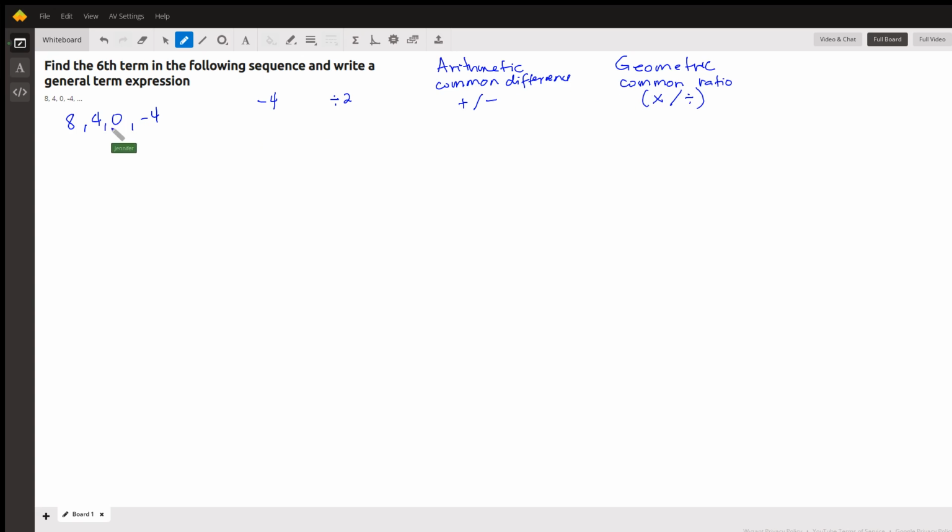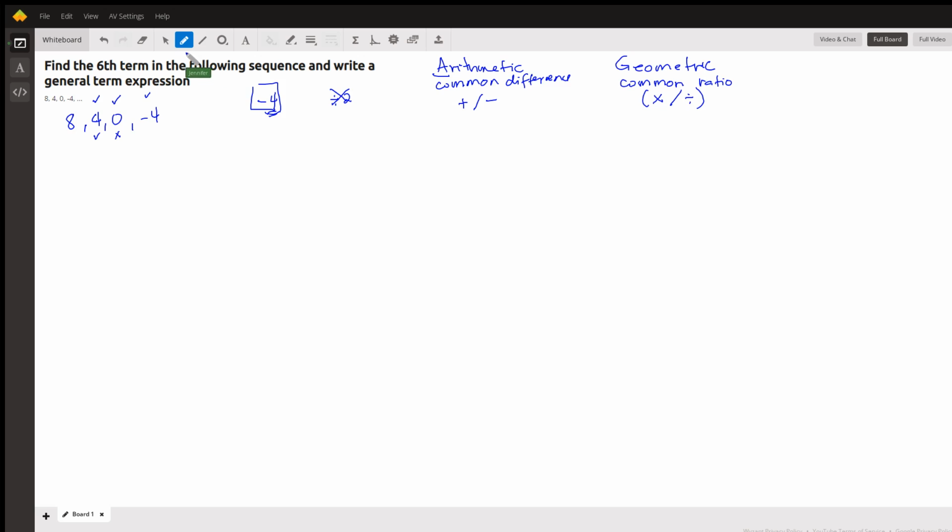So let's try subtracting 4. 8 minus 4, yes, you get 4. Then 4 minus 4, yes, you get 0. Then 0 minus 4, you get -4. So this must be it. But just for double checking, let's do the division by 2. 8 divided by 2, you get 4. 4 divided by 2, you don't get 0. So that means this is not it, and this must be an arithmetic sequence.